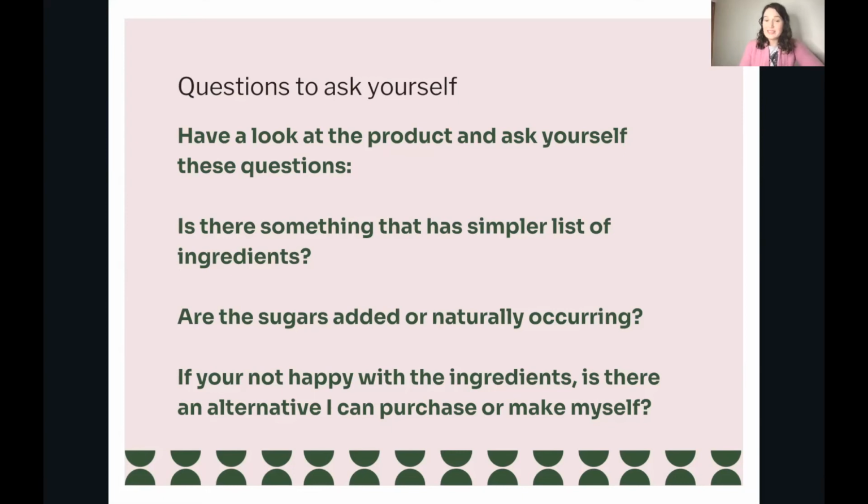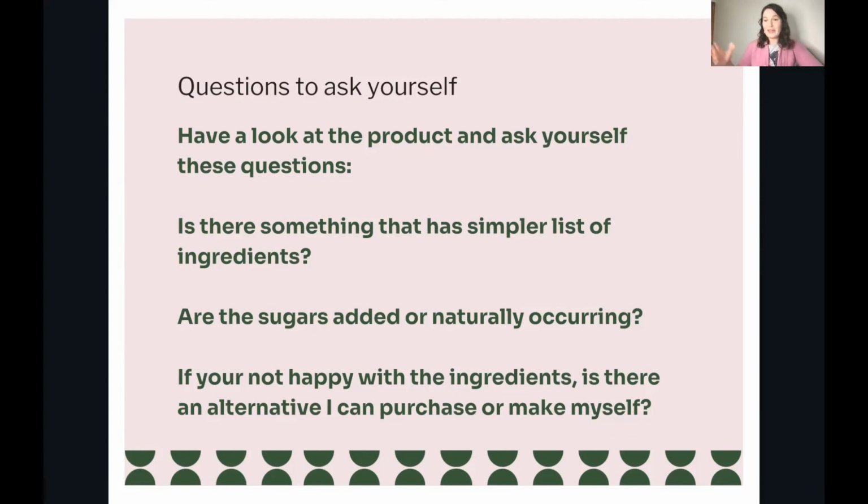Okay, are the sugars added or naturally occurring sugars? So again, that example that I gave just before with the nut bars, we had one that had added sugars in because it said sugar, it was there in black and white. And then our other example had organic honey. So organic honey, that's going to be a naturally occurring sugar. Now, if you're not happy with the ingredients, is there an alternative that you can purchase or that you can make yourself? So have a look at some different options.